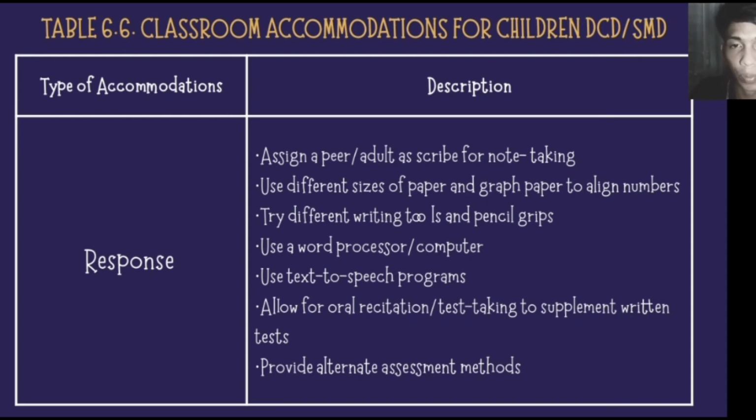Use a word processor or computer. Use a text-to-speech program, like our phones, so we can use it for speech and also to type text. Allow for oral recitation and test taking to supplement written tests, since they have difficulty in writing. Provide alternate assessment methods. We can use different kinds of alternate assessment methods as long as they are advisable and preferable to the situation.